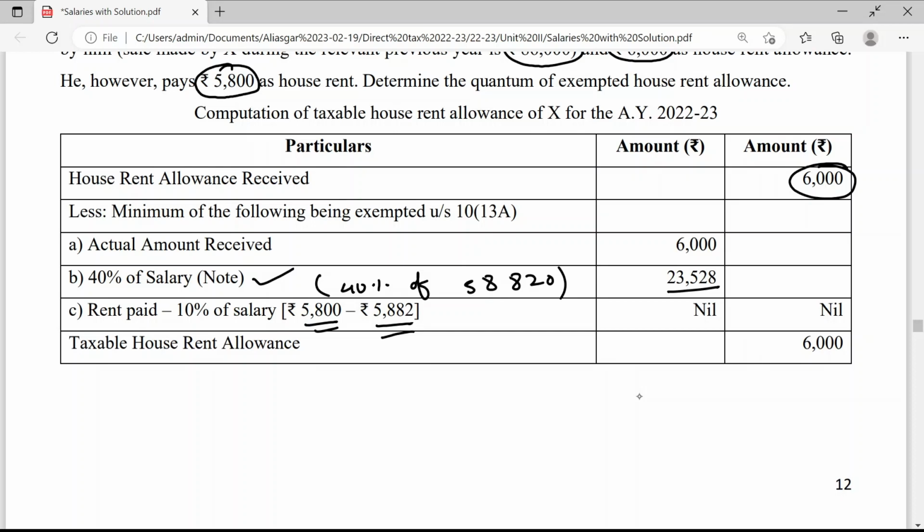So now what is rent paid? Rent paid is given in this question as 5,800, minus 10% of salary. If you make 10% of 58,820, you will get 5,882. If you deduct this 5,882 from 5,800, you will get a negative figure, so you have to write down nil here. From these three values, the minimum, the lowest value, will become your exemption. So the lowest value is nil. So what is the taxable amount? Whatever amount you have received will become taxable because no exemption is available. So the full amount is taxable.